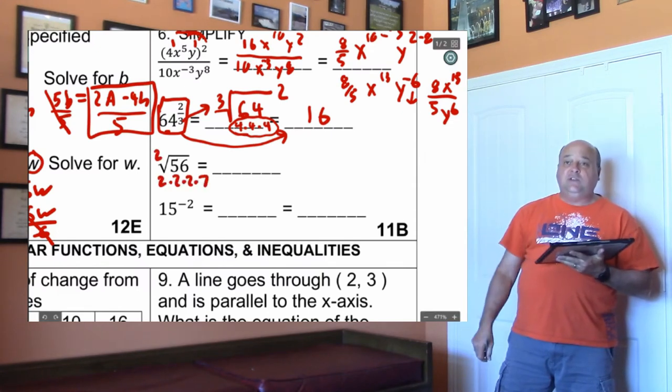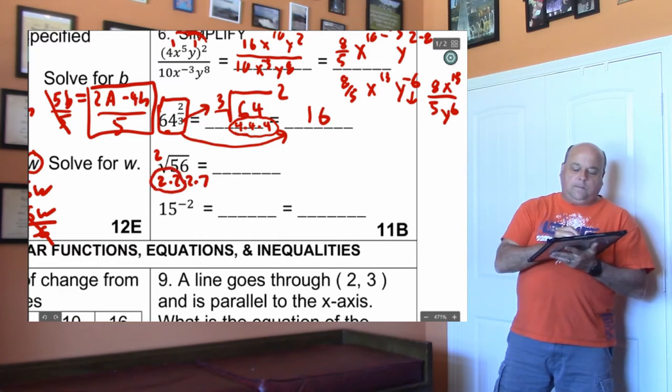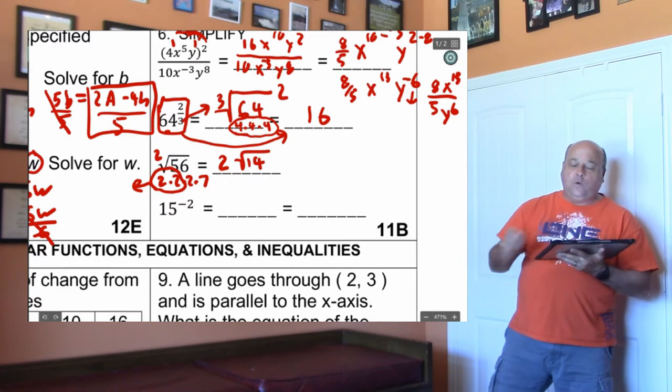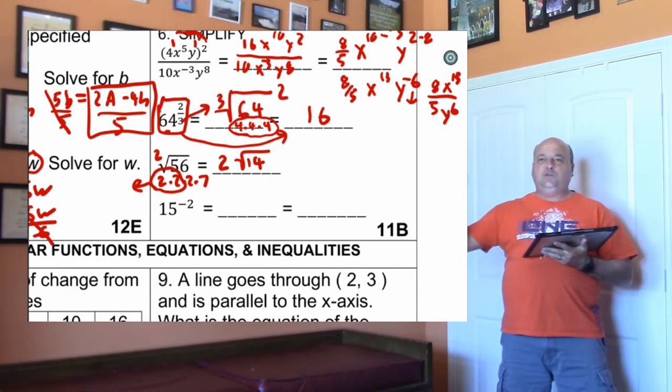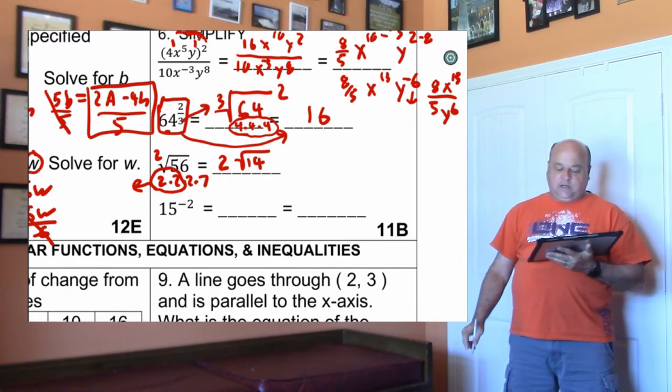And remember, this is the square root. So we're going to circle a pair. I could take a set of 2's out, and then 2 times 7 is 14. So the square root of 56 would turn into 2 times the square root of 14.